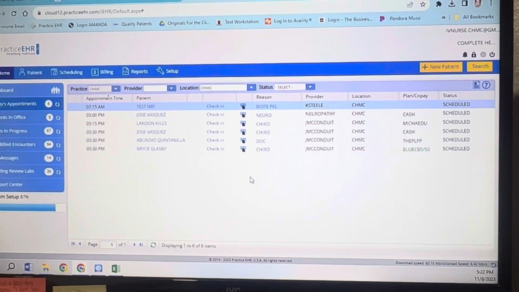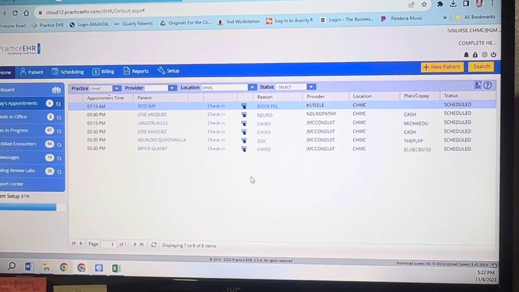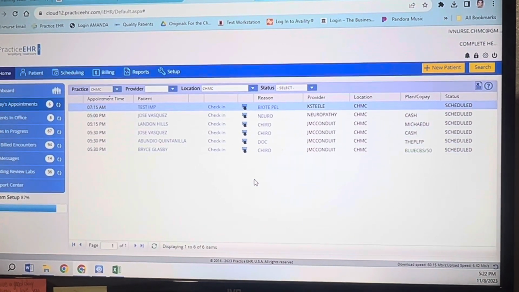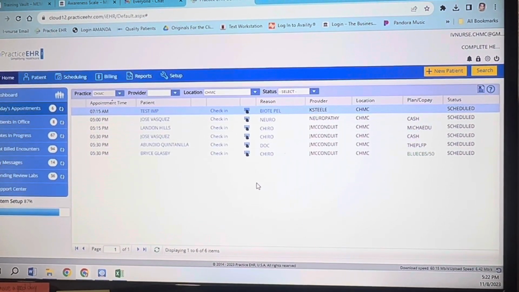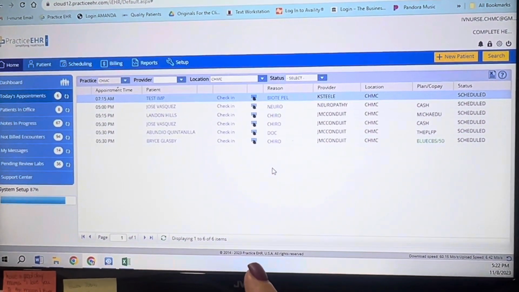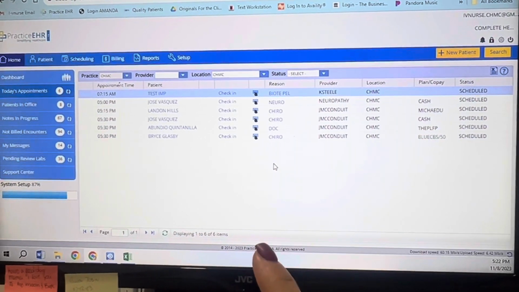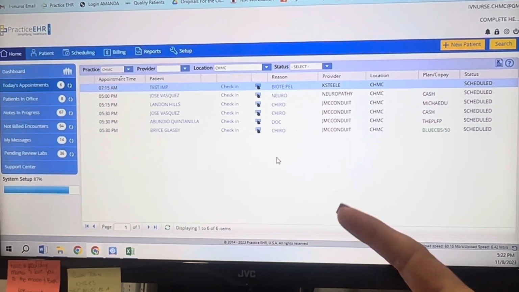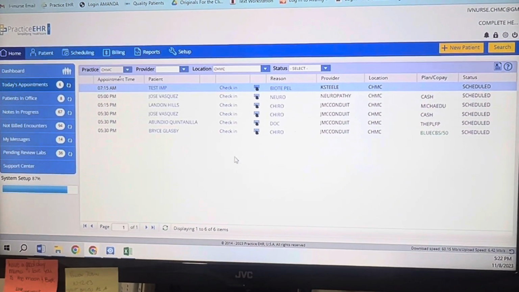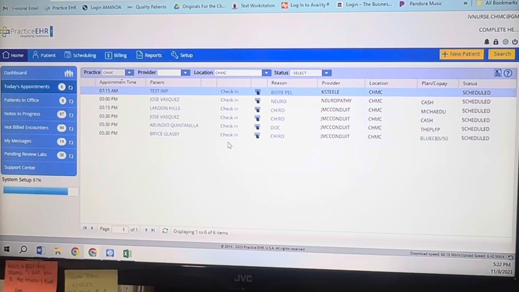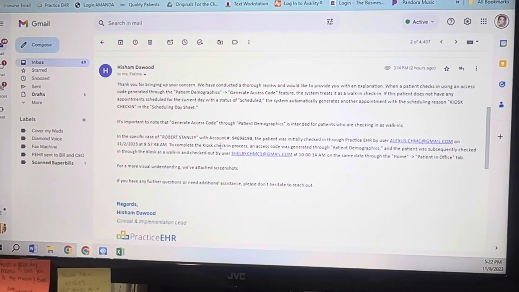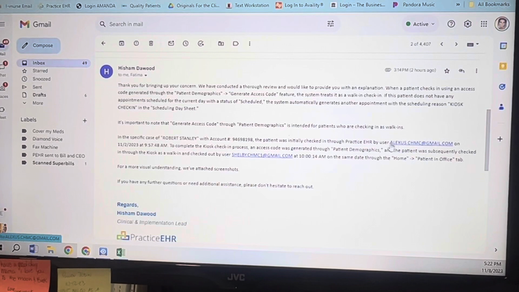Also, my receptionist was telling me that if the tablet is lagging for some reason, like maybe it's spinning in the middle of the screen and the check-in button is down here on the bottom, and they hit check-in a couple times, it will actually check them in several times. But she does say by the end of that appointment, by the time they're checked out, it's usually back down to one check-in.